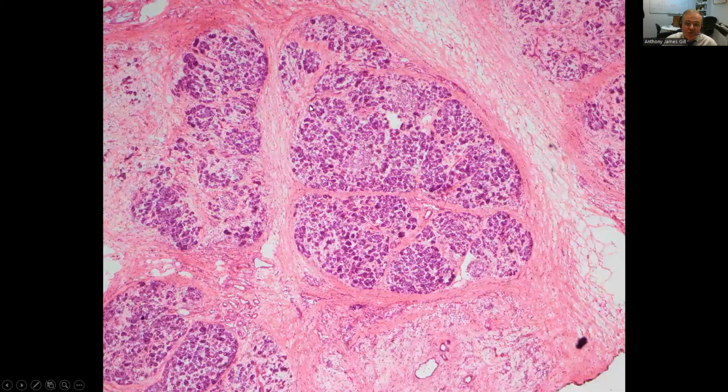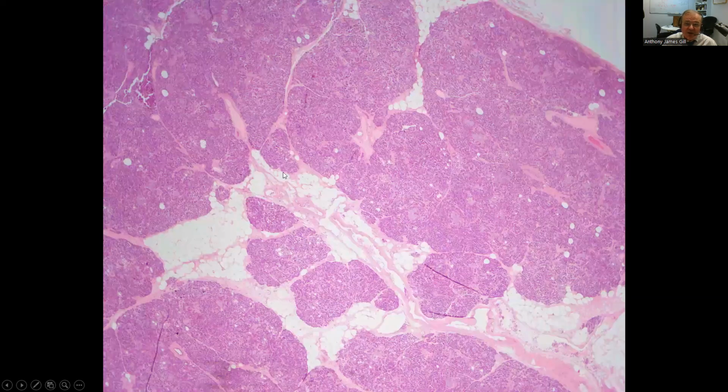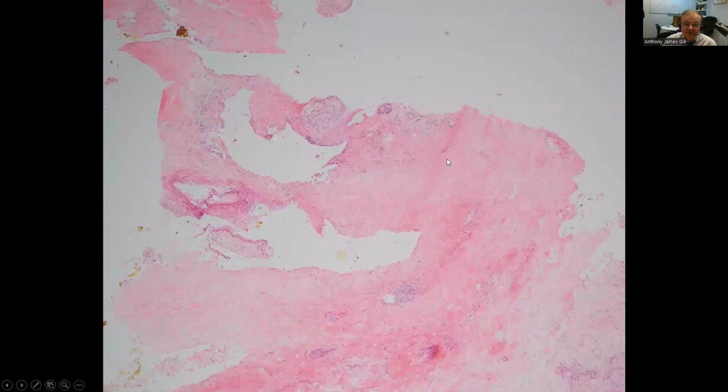Here we have about 40% acinar cells, maybe about 5 or 10% fat, and about 50% fibrosis. Here we have about 20% fat, 10% fibrosis, and 70% acinar cells. Here we have about 90% fibrosis, 5 or 10% acinar cells.